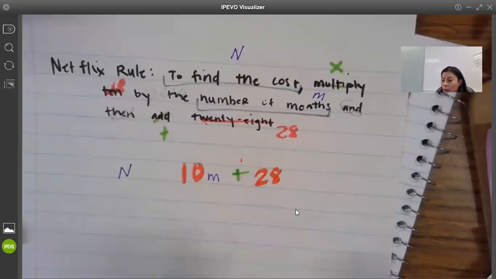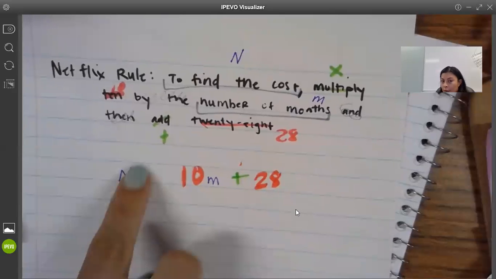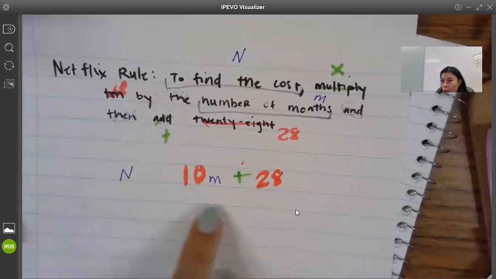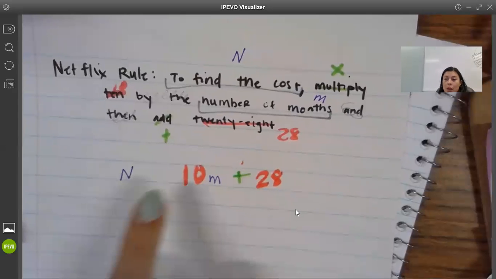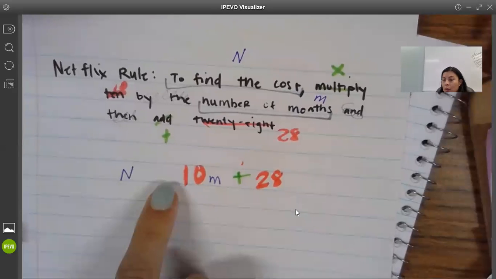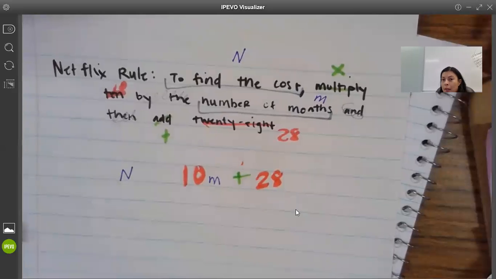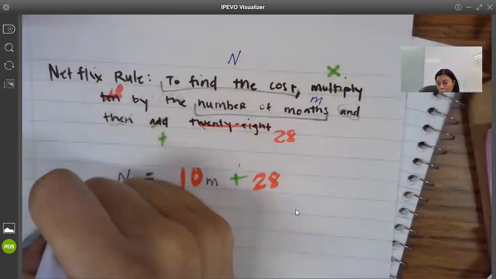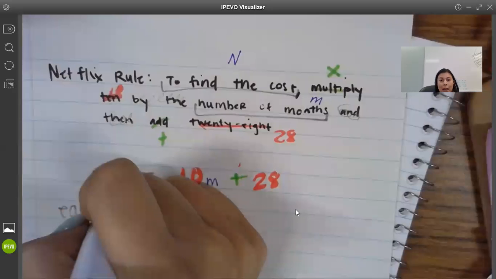So this right here is missing something to tell me that to get the Netflix cost, to find that, is this amount. What would I put here in the middle to say the Netflix total cost is going to be this? What symbol can I use to represent that? The symbol is an equal sign. So now that I have an equal sign, that is called an equation. This equation is the algebraic rule.